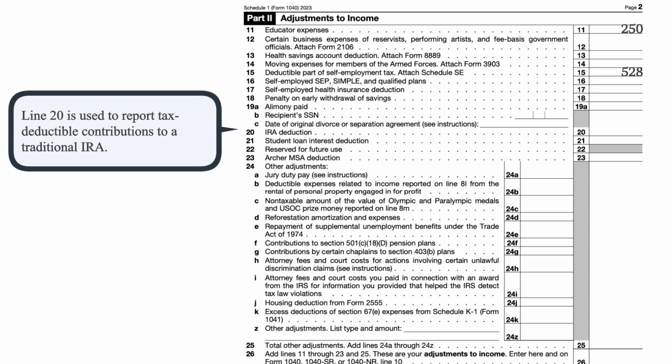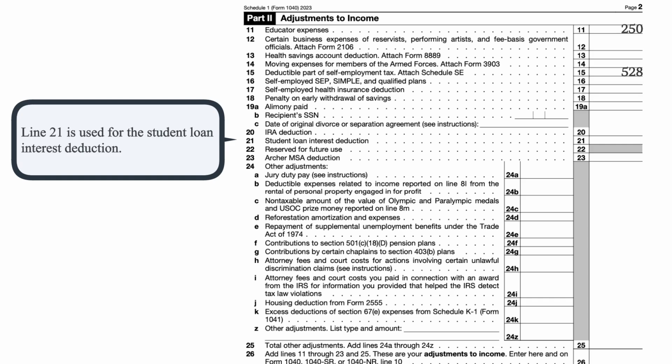Line 21 is used for the student loan interest deduction. If the taxpayer's modified adjusted gross income is less than $85,000, or $170,000 if filing a joint return, then there is a special deduction allowed for paying interest on a student loan used for qualifying higher education from an eligible educational institute. The student loan interest deduction is the smaller of $2,500 or the interest the student paid during the tax year. Emily did have student loan interest, and we will return back to this line in a minute.